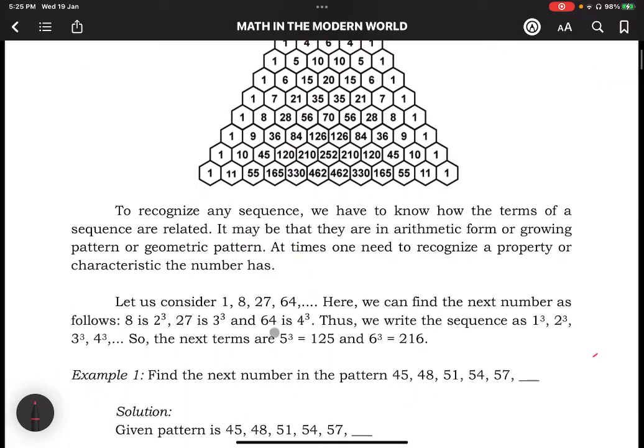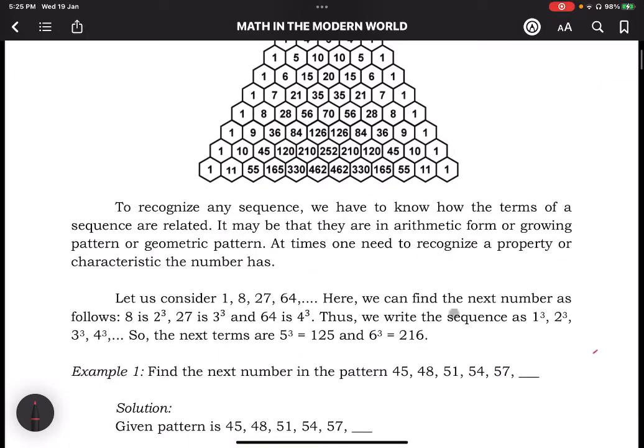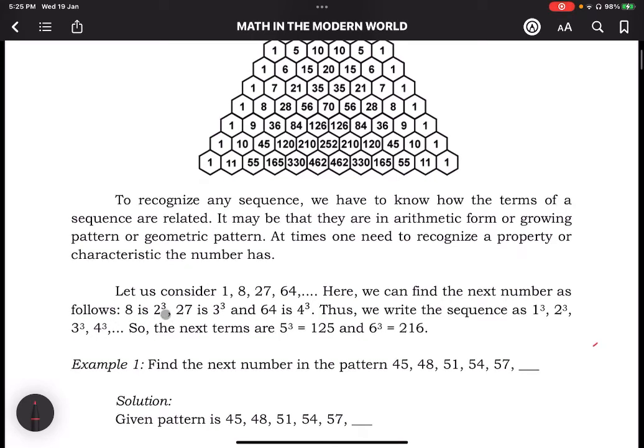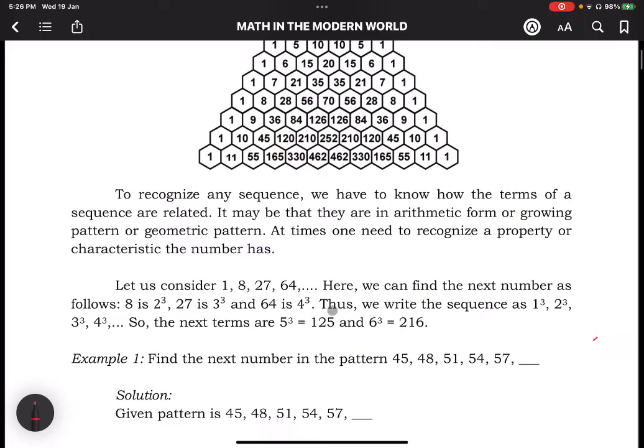Let us consider 1, 8, 27, 64. Here we can find the next number as follows. We analyze this by converting it into exponential form. For example, 8 is equal to 2 to the third power, 27 is 3 to the third power, 64 is 4 to the third power, and so on, until we derive the next one, which is 5 to the third power, which is 125, and 6 to the third power equals 216.